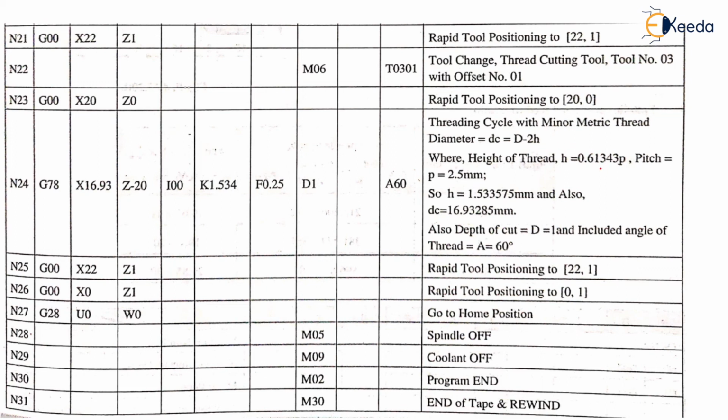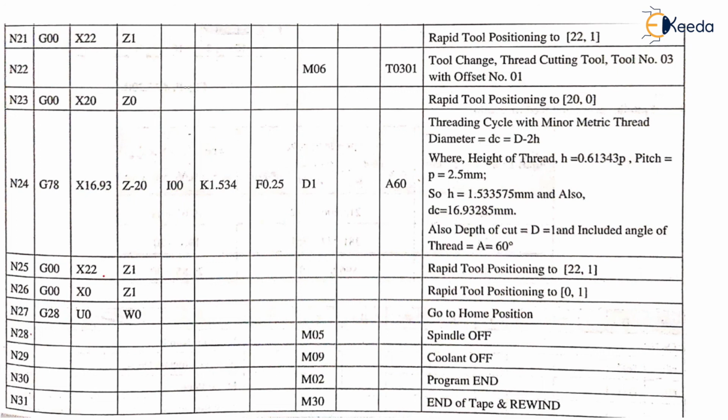That is also given, and the height of the thread is 0.613143 P. So the pitch is considered. Pitch is given as 2.5 mm, H is 1.5333575 mm, and DC will be 16.93. Depth of cut is considered 1 and included angle A is 60. So for this particular thread angle 60, these values are considered, and accordingly the I and K values are mentioned here, and the threading will be done.